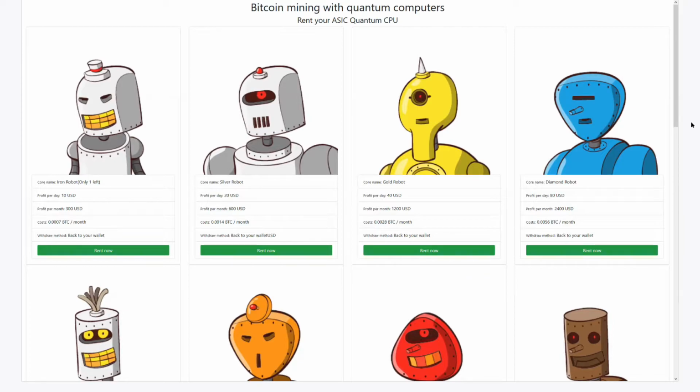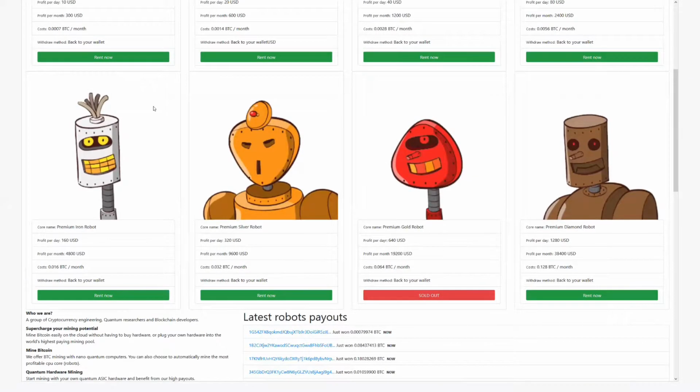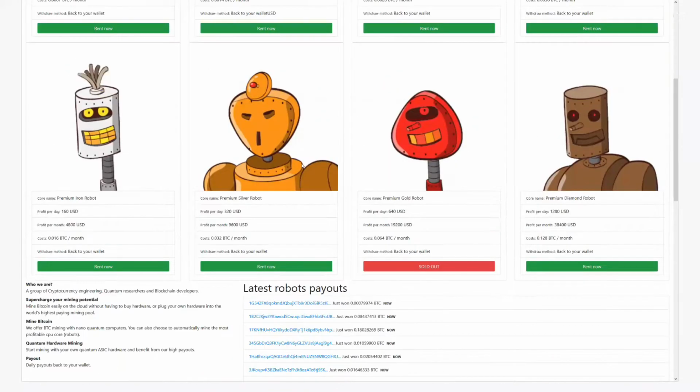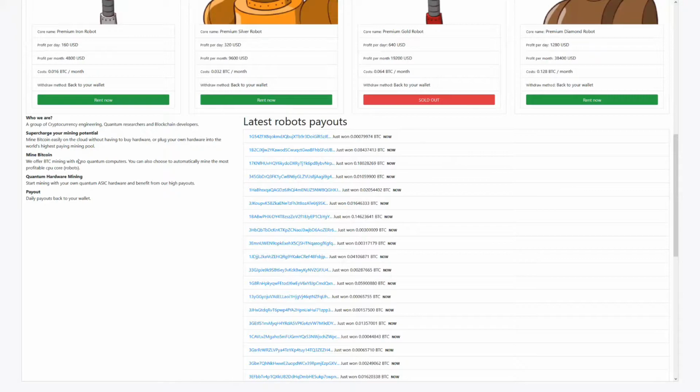Basically, they offer you to rent bots to mine Bitcoins, which is already kind of nonsense in itself. If you had the bots in the first place, you would just use them to mine Bitcoin. But anyway, if you scroll down a little bit to the bottom of the page, you have all of these different robot offerings. And you have this little text here.